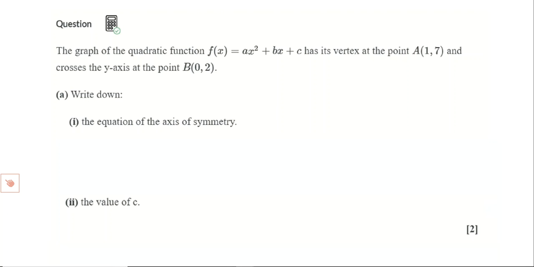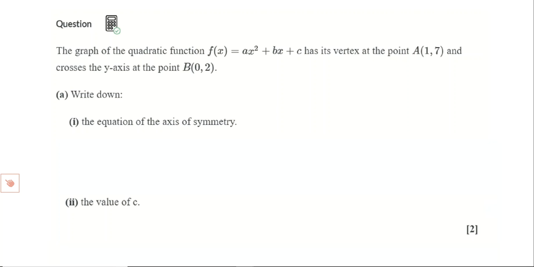So we've got a graph, quadratic function, ax squared plus bx plus c, has its vertex at point 1, 7 and crosses the y-axis at 0, 2. All right, so write down the equation of the axis of symmetry.